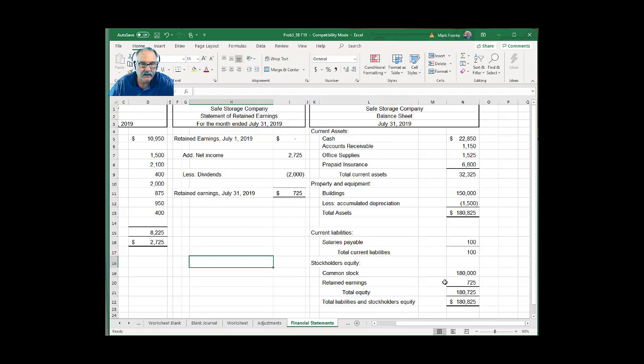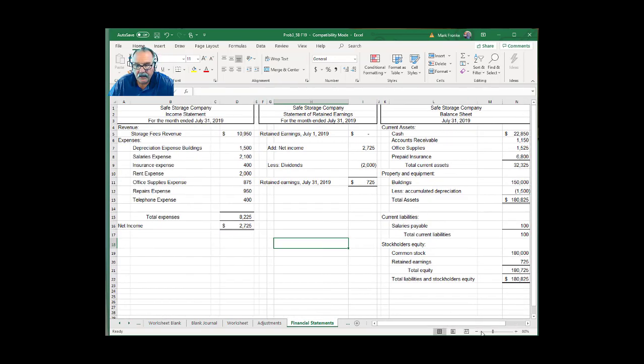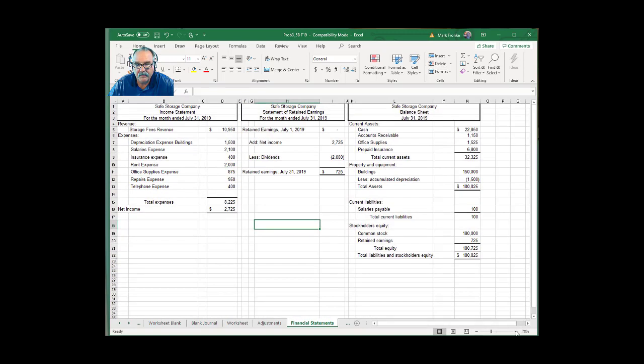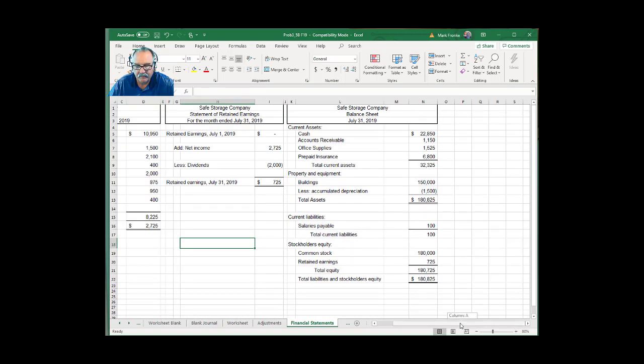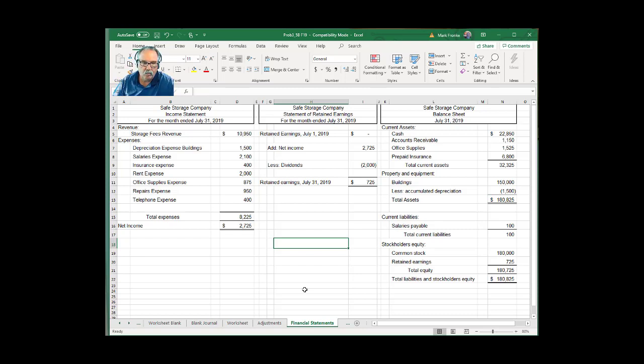The income statement and the statement of retained earnings cover a period of time, and the balance sheet is as of a moment in time. Let's see if I can get this centered properly. Let's move this in. There we go. There are the financial statements on one screen.